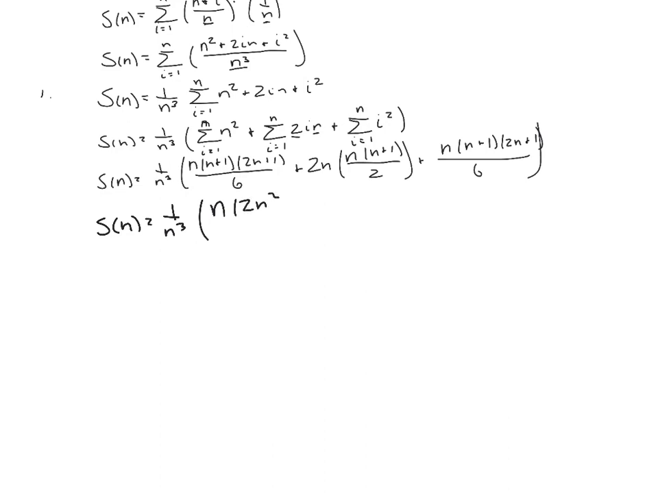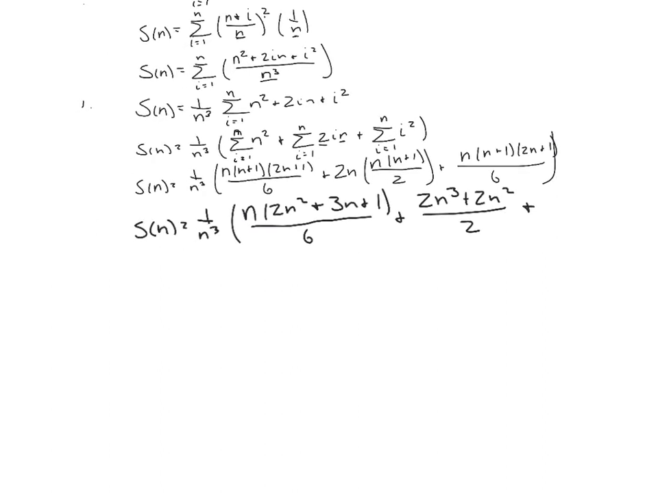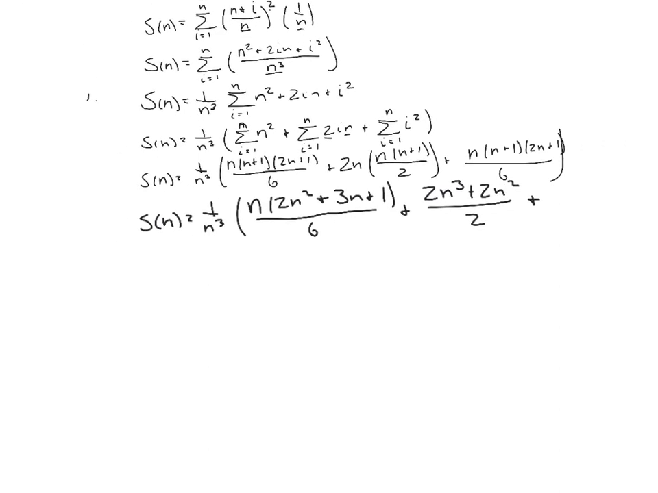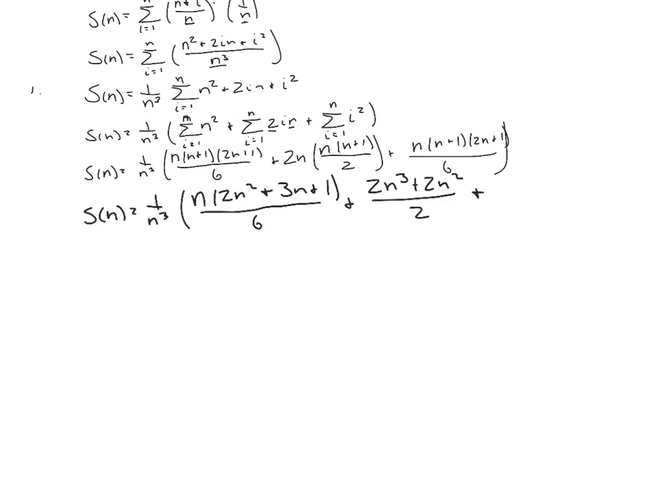That's 2n squared plus 3n plus 1 all over 6 plus, and then I'm going to multiply this through, 2n times n is 2n squared, times n and times 1. So I'm getting 2n cubed plus 2n squared all over 2. And then this one I get the same exact thing. I get plus n, plus, oh shoot, I didn't want that, I wanted that, plus n times n plus 1 times 2n plus 1 over 6.